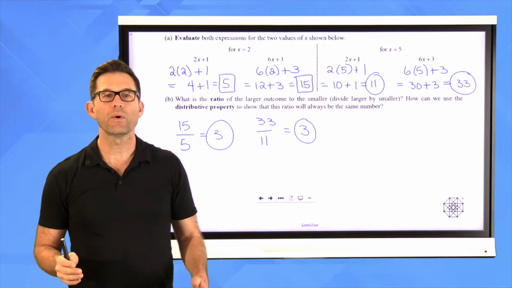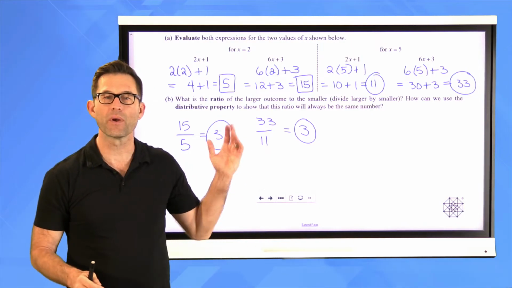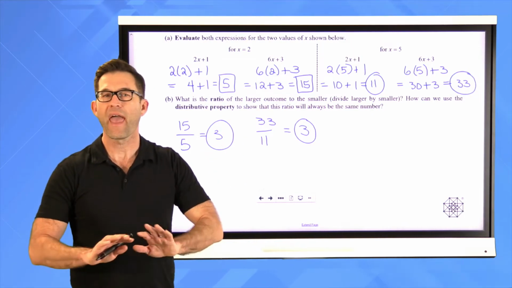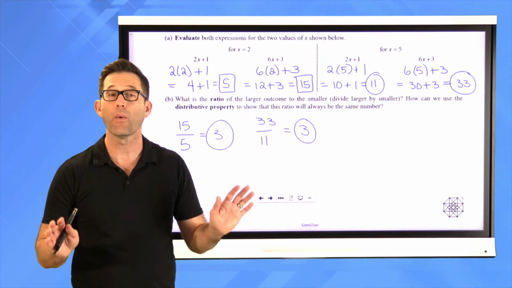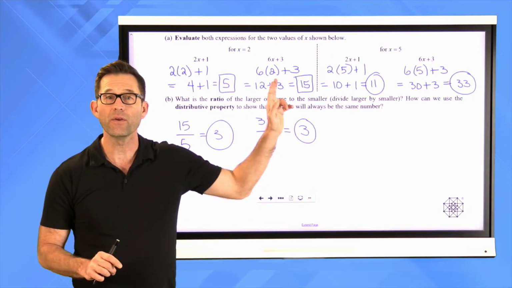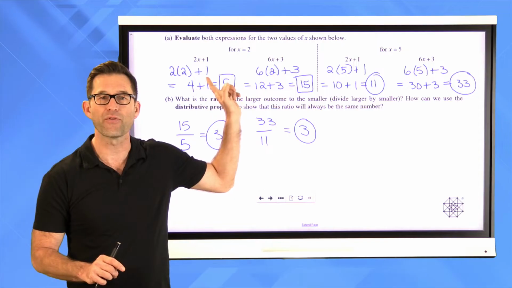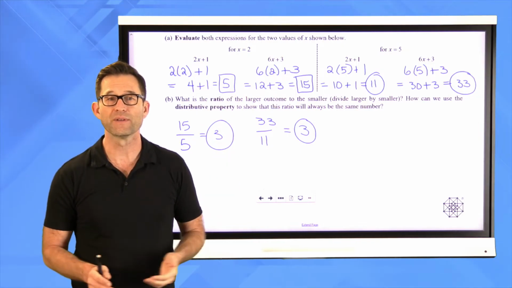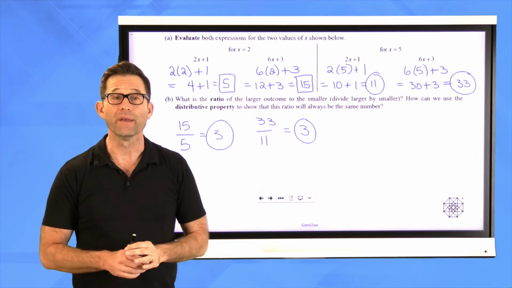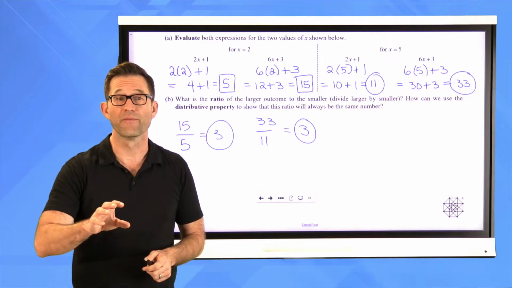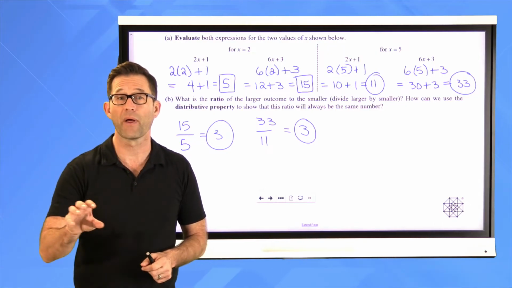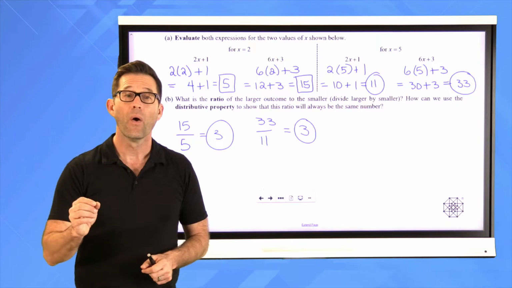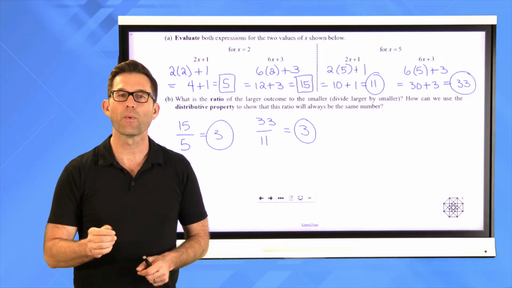The question is, why is that? And how can the distributive property tell us that we could pick any value of x we wanted, and what we would always find is that the value of 6x plus 3 would always be 3 times the value of 2x plus 1? Well, we can do it in two ways. We can either use the distributive property in the forward direction when we multiply a binomial by some constant, or we can use it in the reverse direction when we do the factoring.